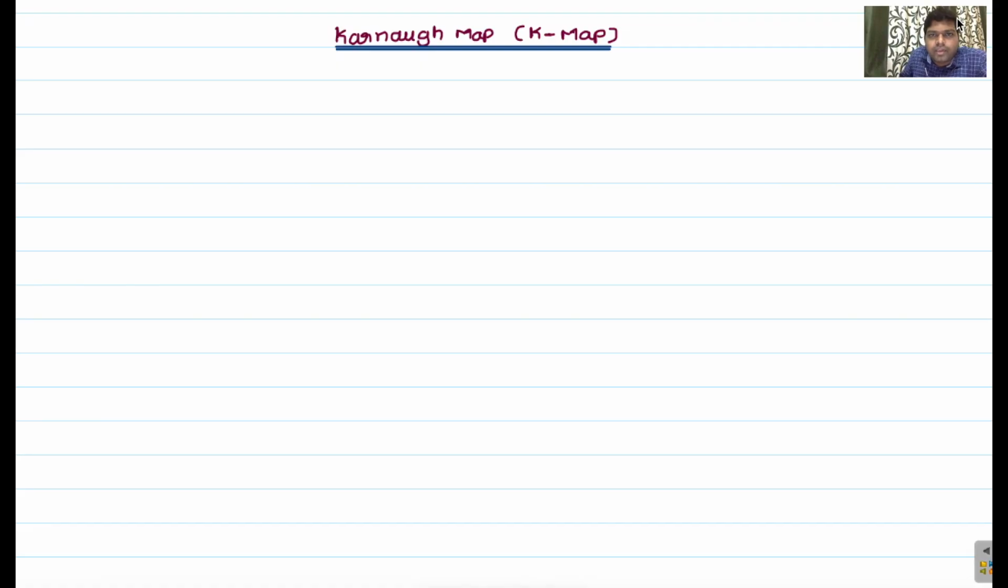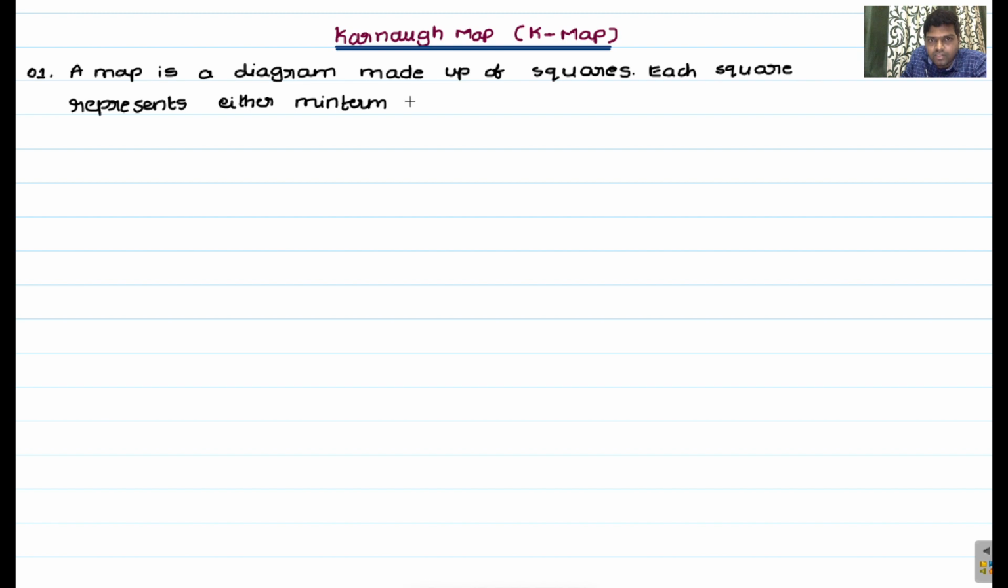So our next topic is K-maps. It's also called a Karnaugh map. So first of all, what is meant by this K-map? First point, a map is a diagram made up of squares. Each square represents either a min-term or a max-term. Okay, this is your first point.